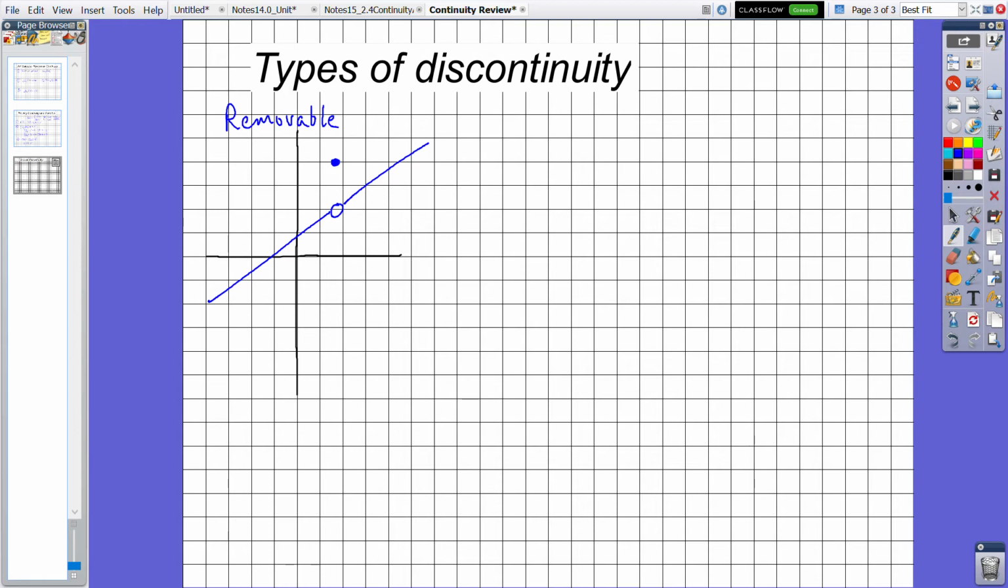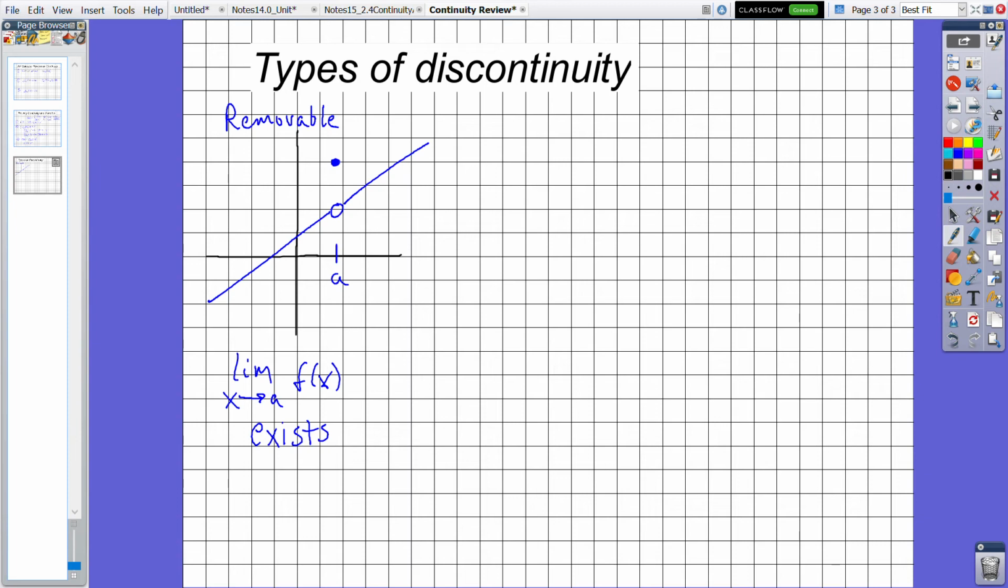So the way we prove, once again, just like we saw before in class, that we have a removable discontinuity is that the limit as x approaches a of our function exists. Okay, so if this is my a value right here, as we approach it from the left and the right side, then we know that discontinuity exists.